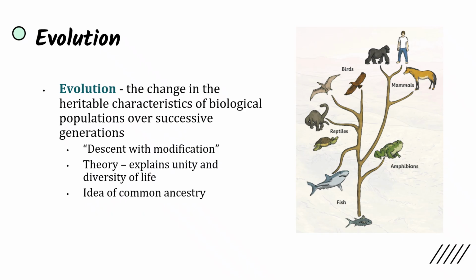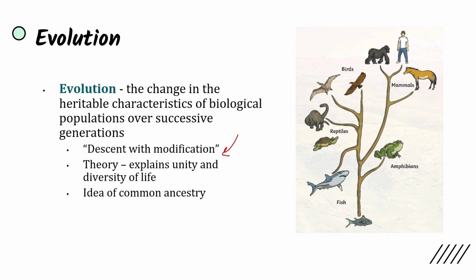So first up, what is evolution? Evolution is the change in the heritable characteristics of biological populations over successive generations. And this means this is the change of characteristics or traits that can be inherited, so passed on from one generation to the next over time. So it's the change in traits over time.